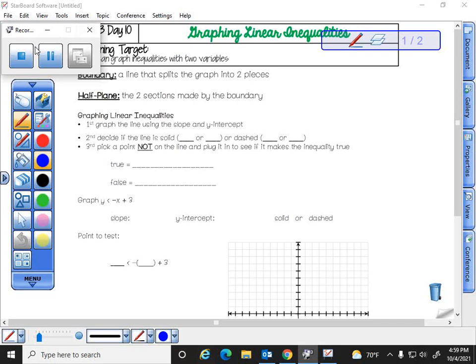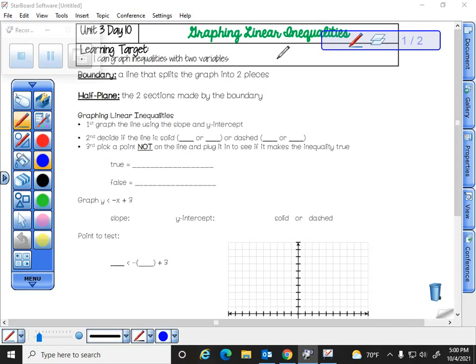All right, Unit 3, Day 10, we're going to be graphing linear inequalities. So let's buckle up and get going right away. We're going to be looking at, I can graph an inequality with two variables. We're going to be using something called a boundary line. That's a line that splits the graph into two pieces.